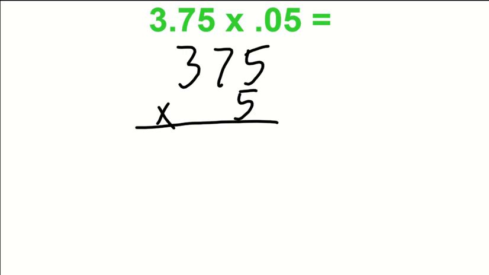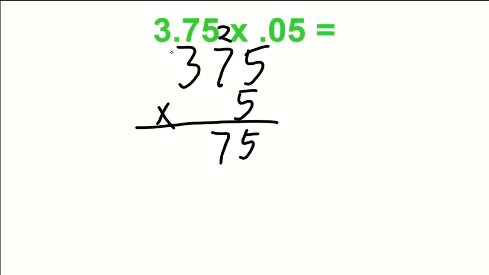All right, so when you multiply with decimals, this was the problem we were having yesterday. We pretend the decimal's not there. So what I have is 375 times 5. 5 and 5 is 25. 7 and 5 is 35, plus the 2 makes 37. 5 and 3 is 15, plus the 3 is 18.